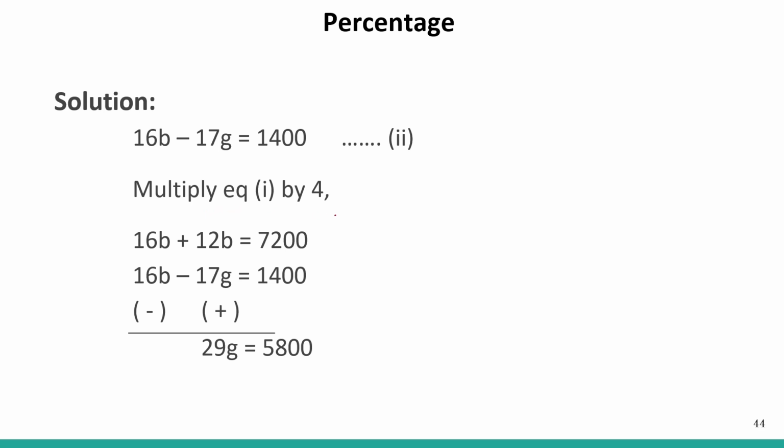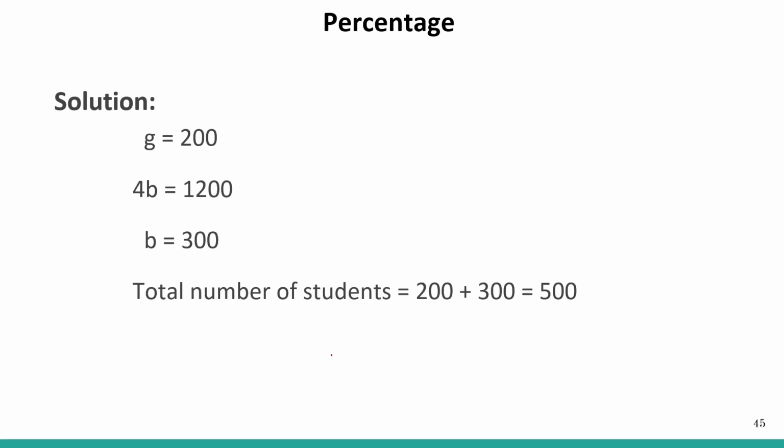Multiply the first equation by 4. After multiplying, 16b plus 12g is equal to 7200, and 16b minus 17g is equal to 1400. Subtracting this, what we are left with is 29g is equal to 5800. So b is equal to 300 and g is equal to 200. So the number of students is equal to 500.